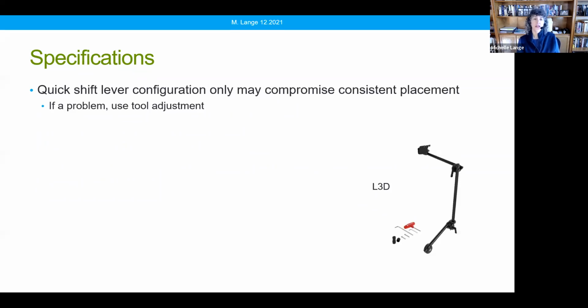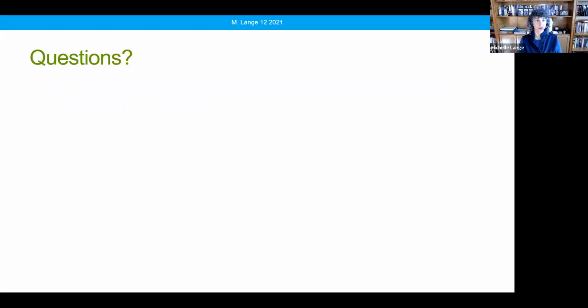So the quick shift lever configuration, if you choose this, may compromise consistent placement. So if this is a problem, you can use the tool adjustment instead. And this can be a problem just in terms of weight and use. You might find that the placement of your device is changing a little bit. It might be that someone's changing it for you. And if you do not want that to occur, then the tool adjustment may work better for you.